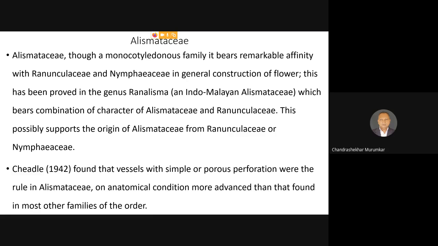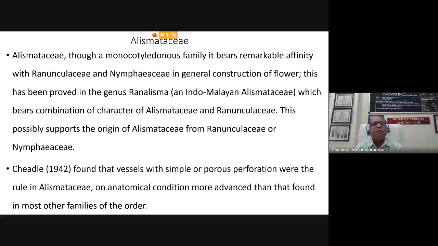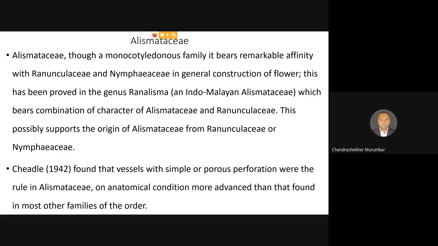In Ranunculaceae, the shoot or the stem is herbaceous and aerial, whereas in Alismataceae the stem is underground, aquatic, and in the form of a corm or a bulb. Again, there is one distinct character: in Alismataceae the floral arrangement is trimerous, whereas in Ranunculaceae it is pentamerous. So even though both families show a very close affinity and common characters, they show a distinctness, and because of that Ranunculaceae has been placed in dicots, whereas Alismataceae has been placed in monocotyledons.